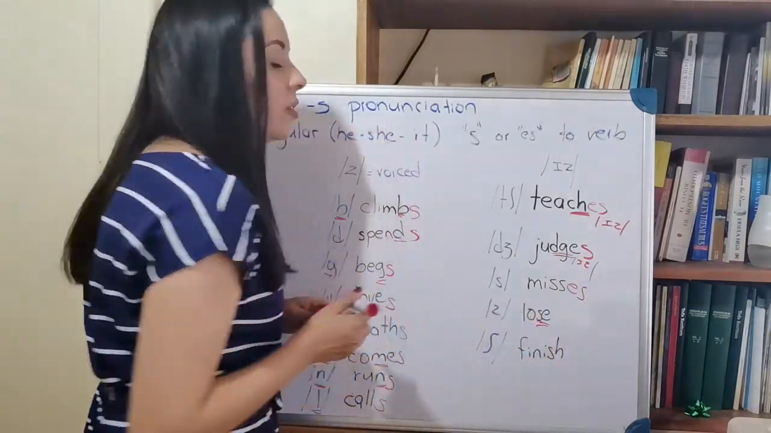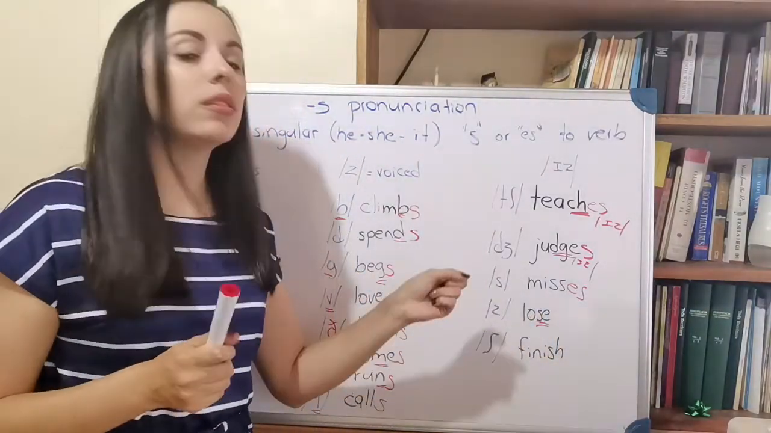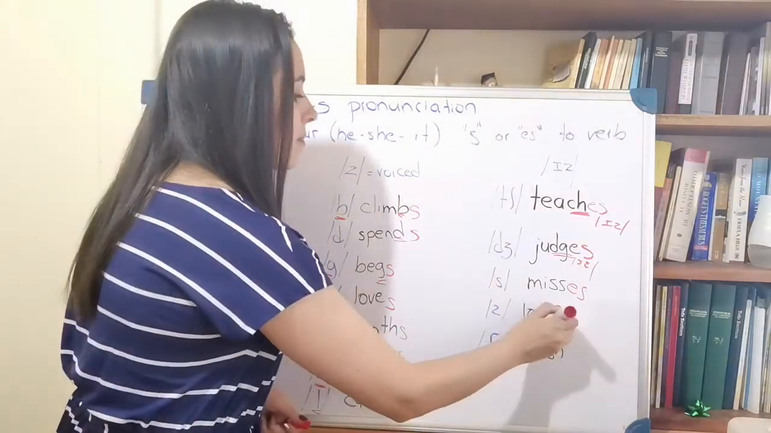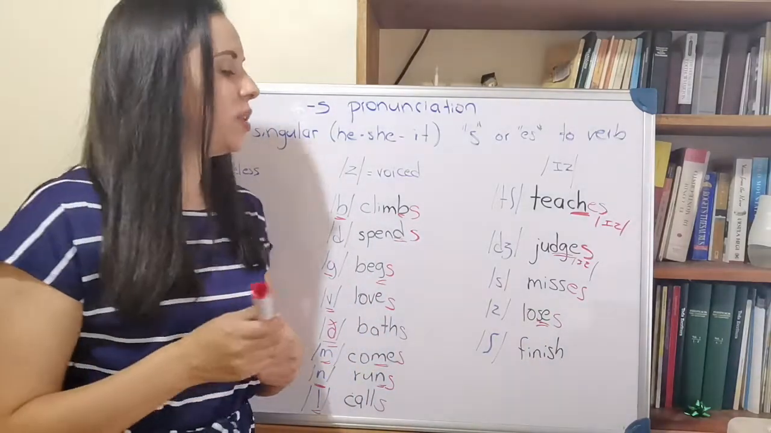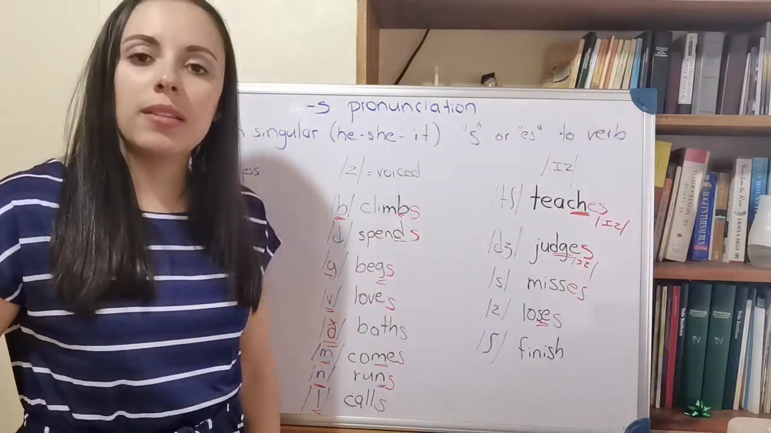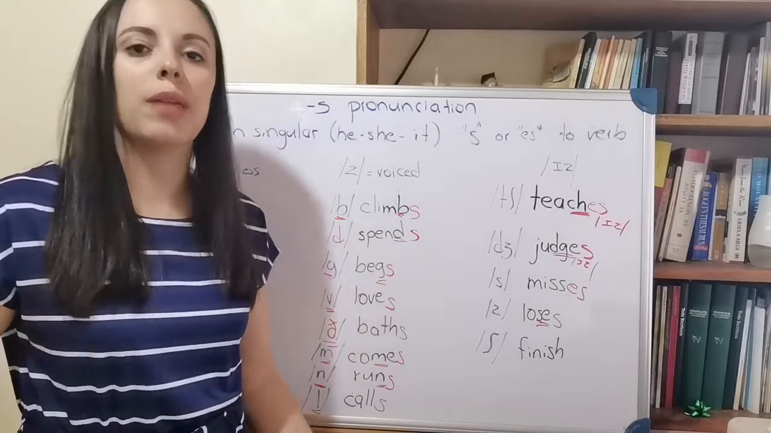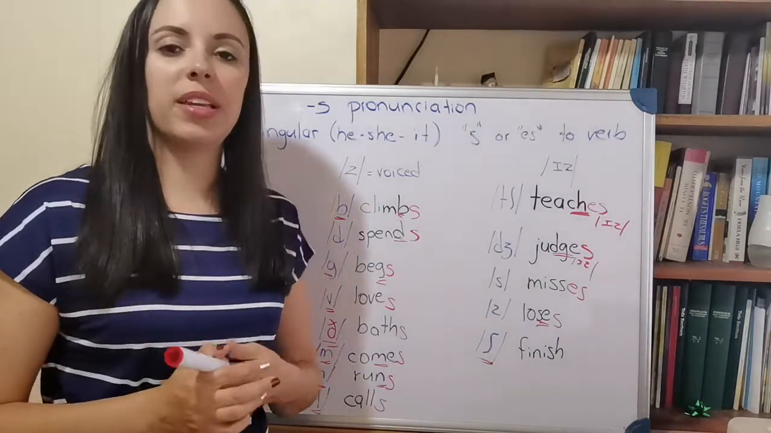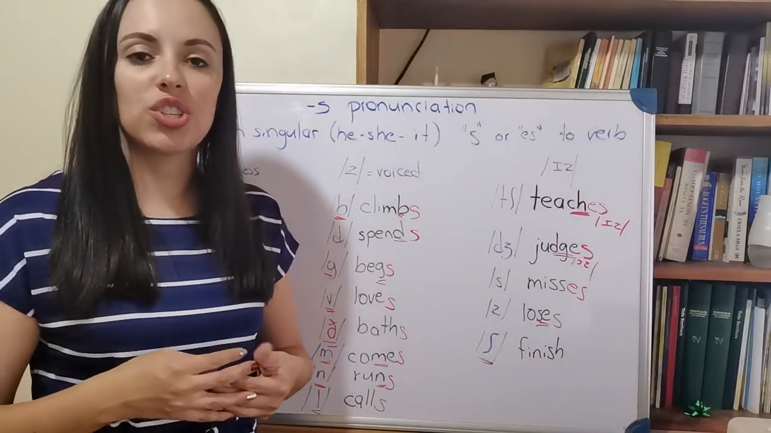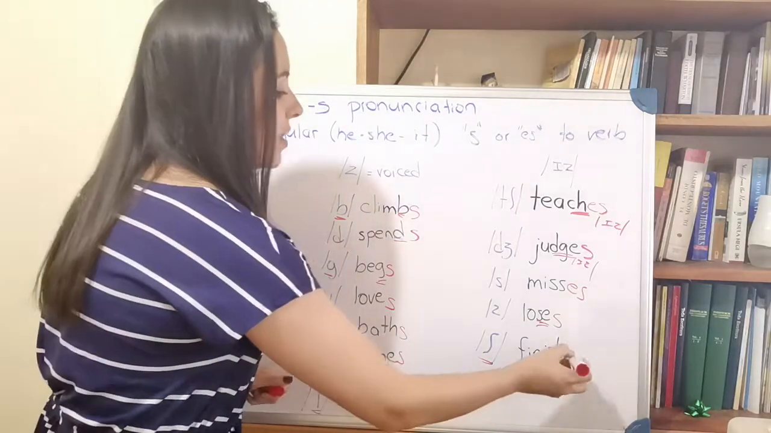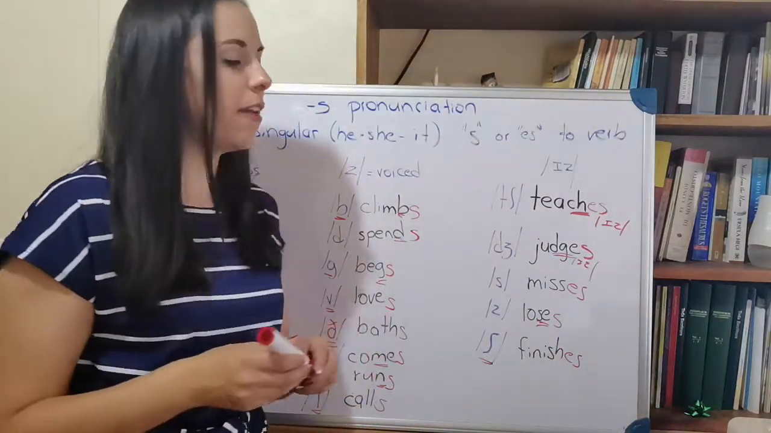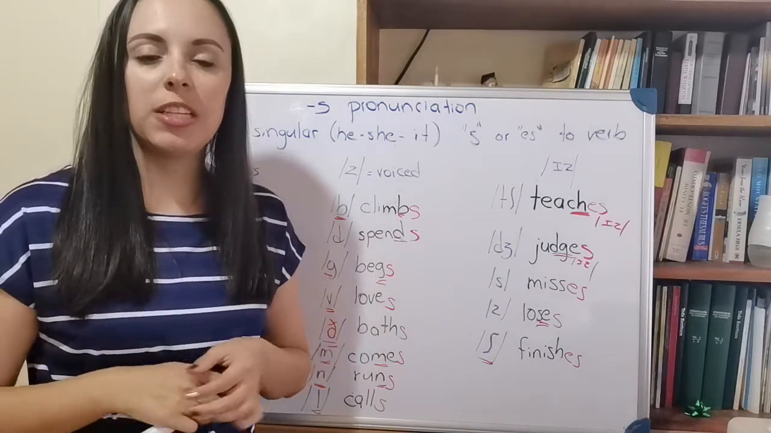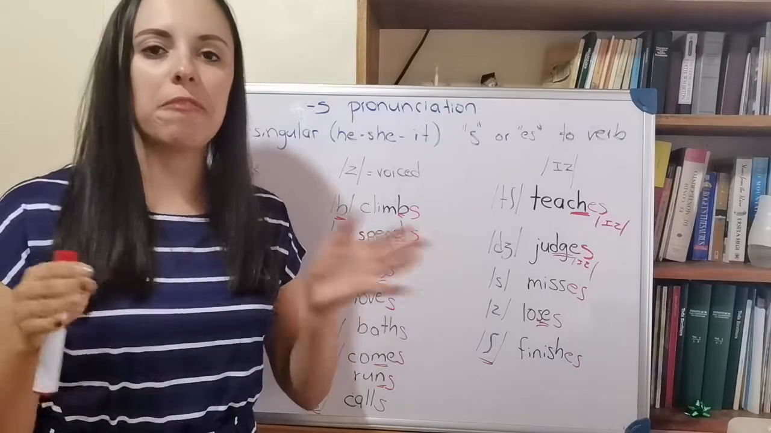Lose. The final sound of the verb lose is Z, right? So when we add the S, we need to say loses. Okay, we add an extra syllable, loses. And finally, when the last sound of the verb is sh, when we add the S, we say finish, finishes.